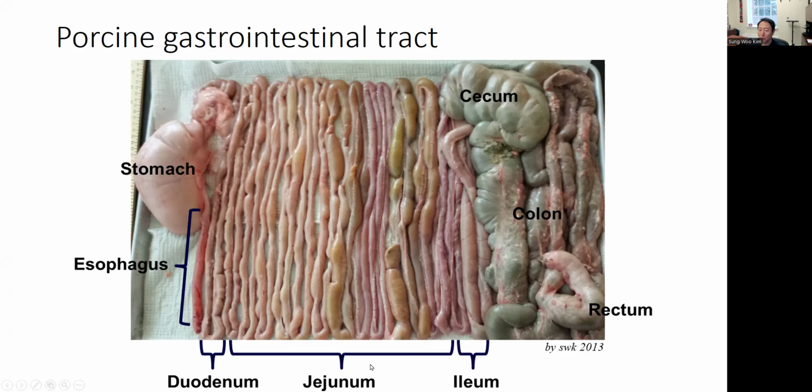The beginning portion is called the duodenum. This is a section of the small intestine connected from the pyloric end of the stomach, and also the pancreas. The pancreatic duct secretes its secretion into the lumen of the duodenum. So this is the very beginning part of the small intestine.